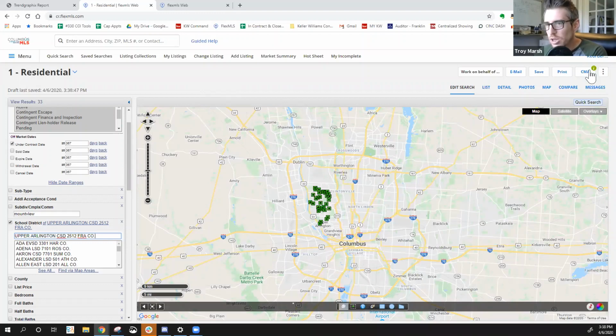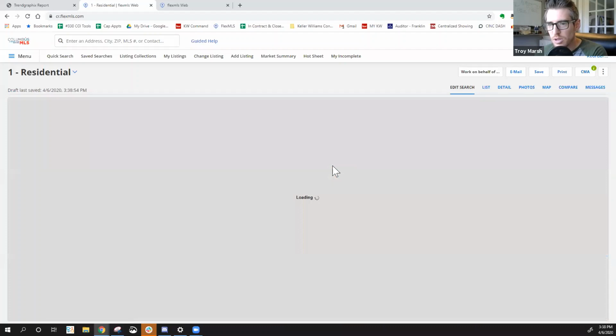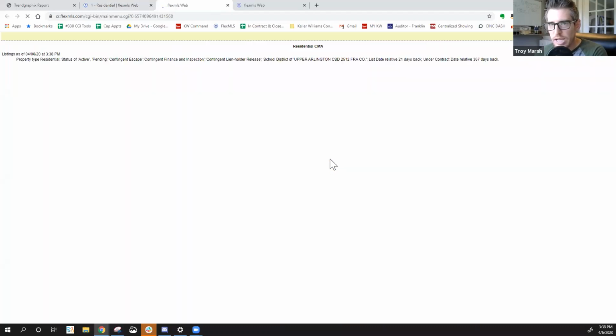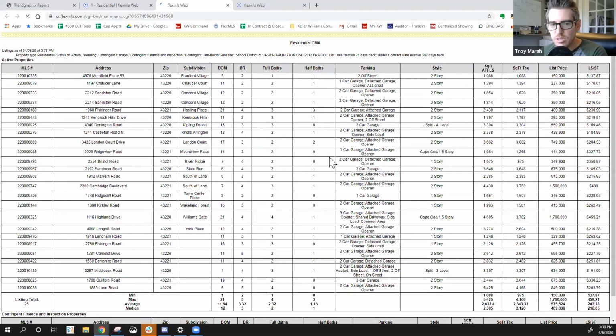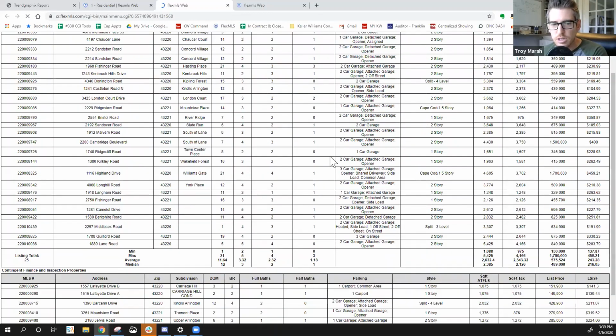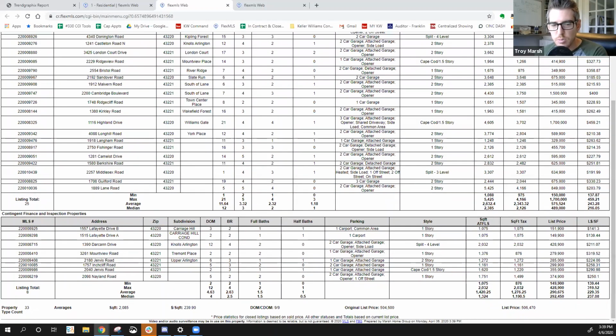And then we're going to go back to the CMA, to the one-line CMA. And what that's going to show us is all the properties that are still active. So it shows us that there's been 33 properties that have been listed in the last 21 days, and 25 of those are still active. So only 8 of those have gone into contract.